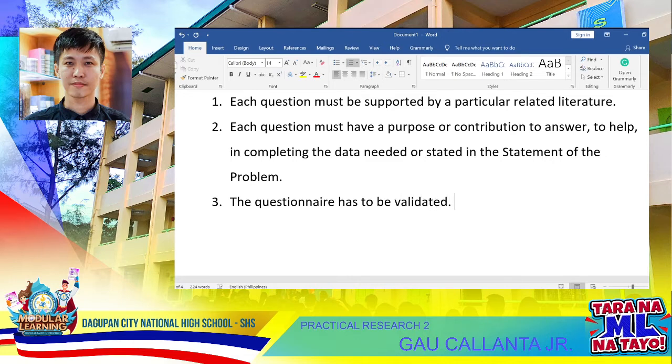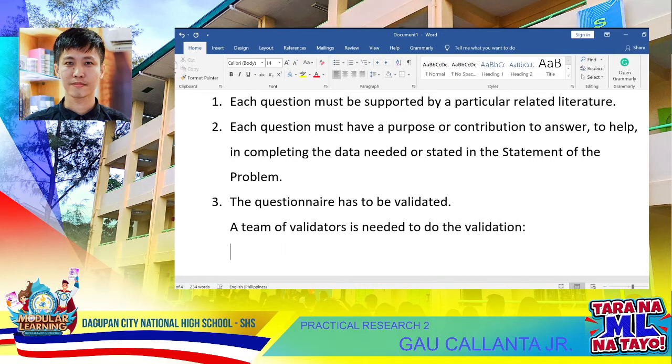Okay. How is validation being done? That is the next question, right? You have written your questionnaire. There are bases, okay? But the third one is the questionnaire has to be validated. How is that going to happen? When you say the questionnaire has to be validated, then we need a team of experts to validate the questionnaire. A team of validators is needed to do the validation.